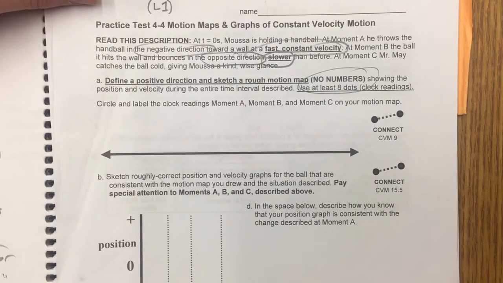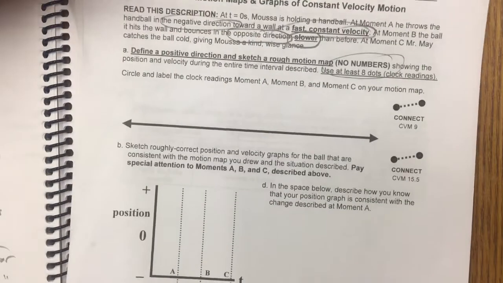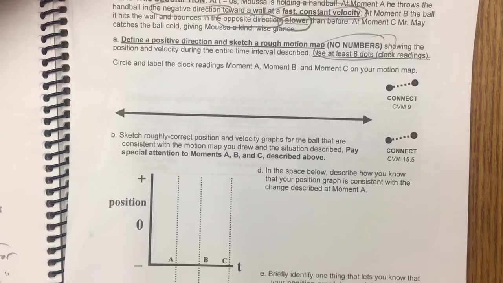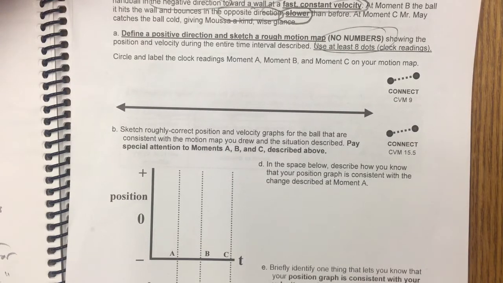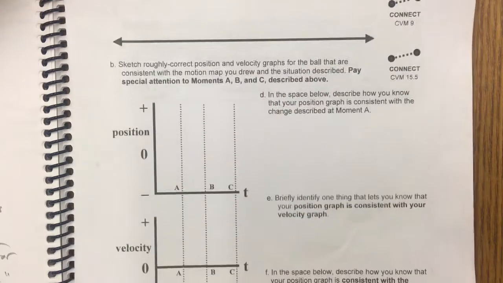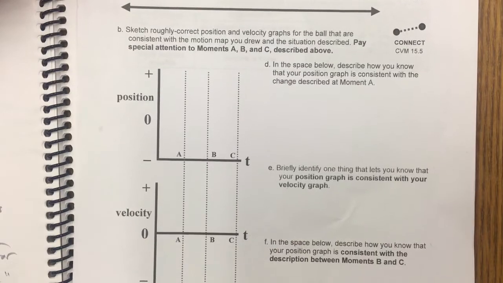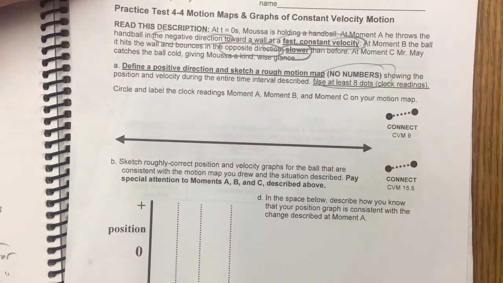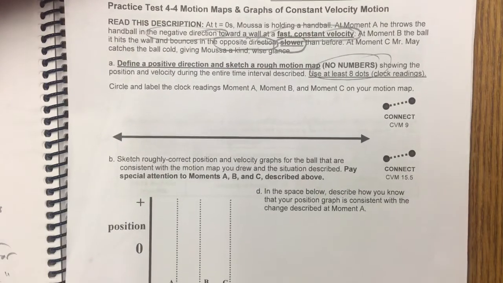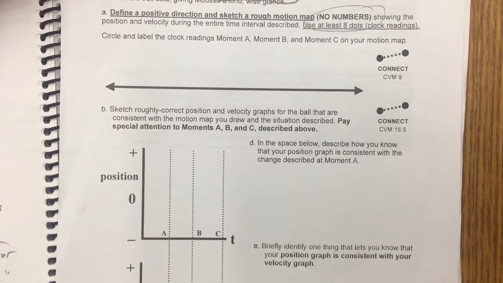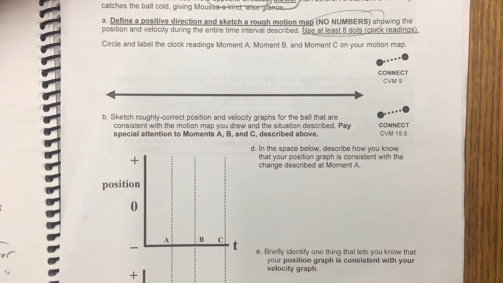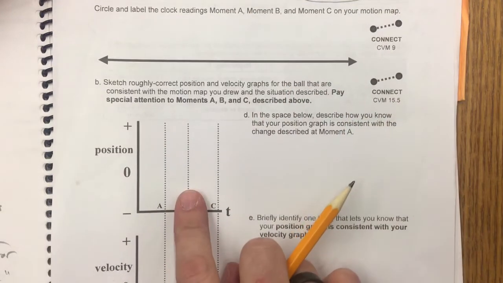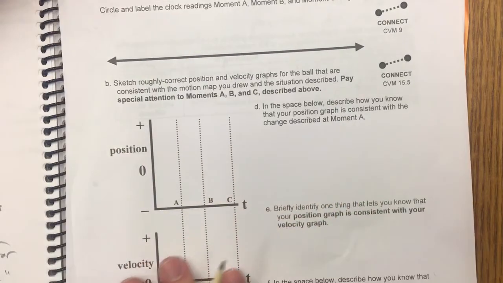So I would say you can do these in any order you want to. I'm going to walk through them step by step, but you might find that it's easier for you to start with the position graph or the velocity graph or whatever. What we want to do is use information from the problem to think about how the graph is going to look and how the motion maps are going to look. So I'm going to actually start with the position graph and see how things go.